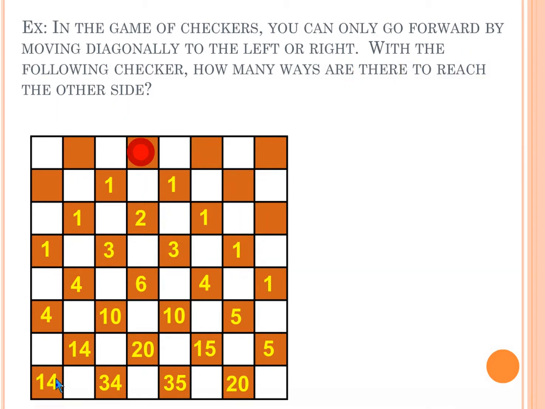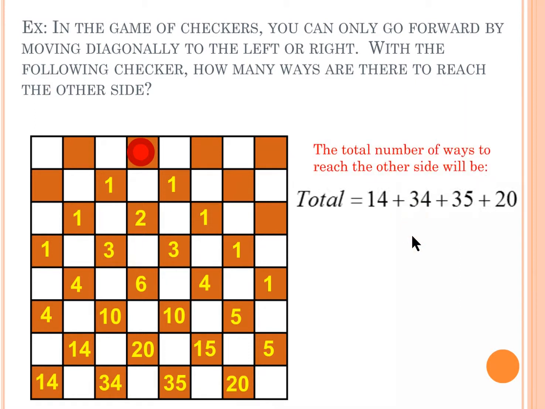Now, the question states, how many ways are there to reach the other side? So there's 14 ways to get to this side, 34 ways to get to this side, 35 ways to end up here, and there's also 20 ways to end up here. So all we have to do is just add all these numbers, and that will give me the total number of ways to reach the other side. All right, so add them up together, and we get 103 ways to get to the other side.